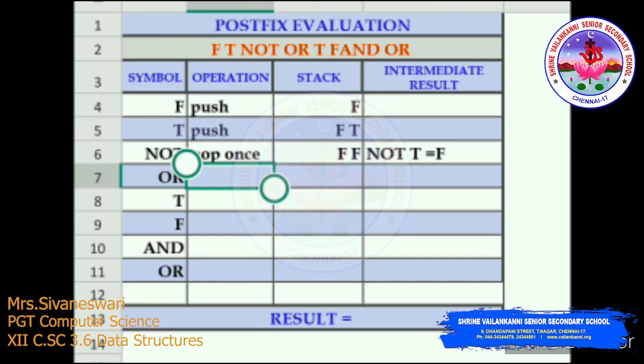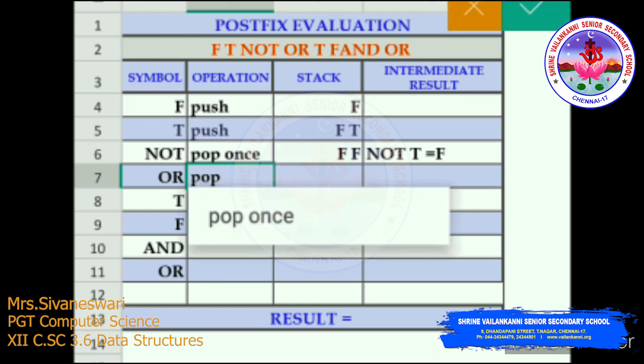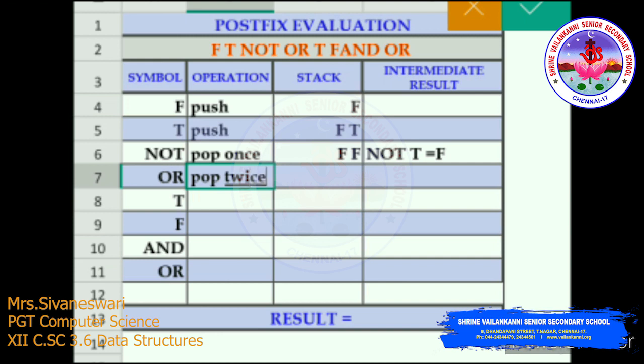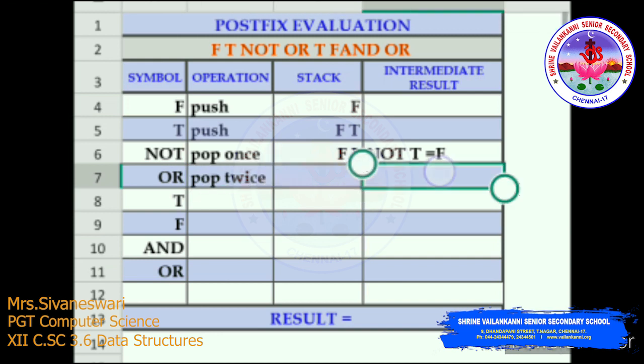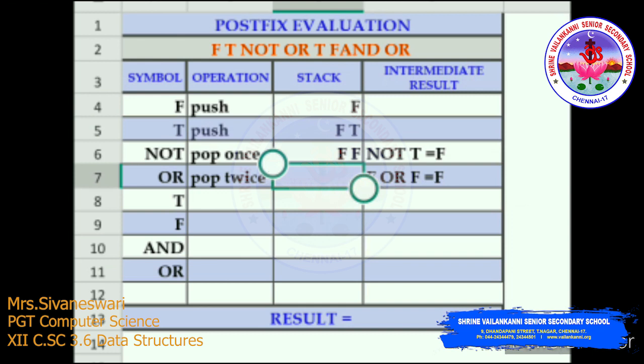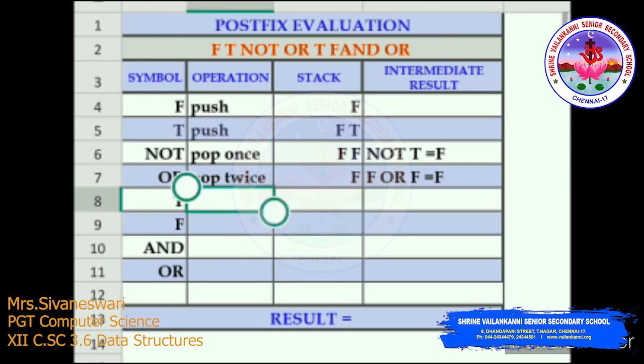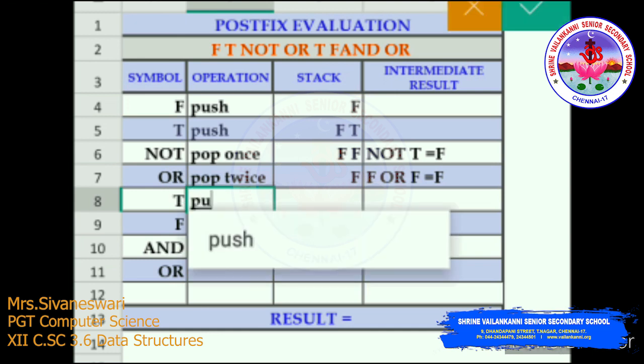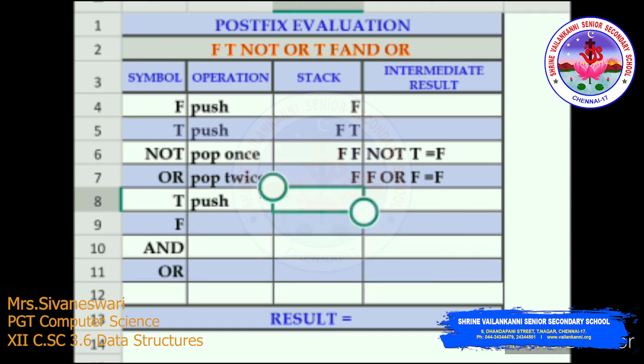Now there is an OR operator, so we pop twice. This requires two operands. So here both F's are popped out, so we have F or F. Both are F's, so it is obvious that the result is also F. So the intermediate result F is pushed in. Next is an operand T, which is pushed. So next to F we have a T.